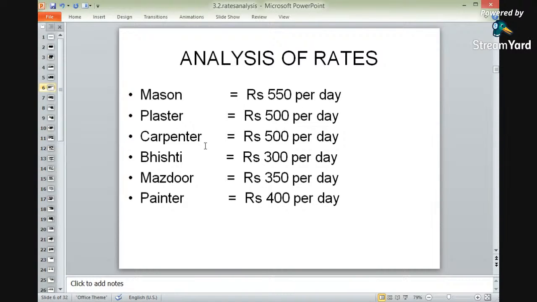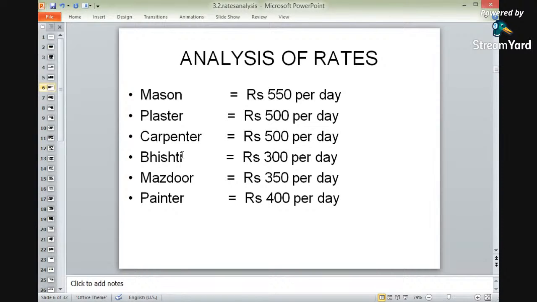For plastering we have taken 500 per day. Carpenter we have taken again as 500 per day. VC is nothing but a lower category of Mazdoor; it is a little higher than that, just as good as a helper. So it is a helper, also called a waterman, who is required on sites for curing purposes. So for VC we can have 300 per day.